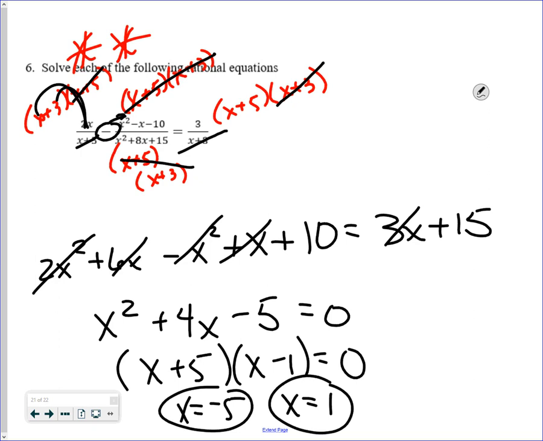Now, not so fast. You got to go back up to the original question to see if there's any problem, and x equaling negative 5 is an issue. It's an excluded value. You can't have that. If you end up having negative 5 as an answer, that causes a 0 in the denominator, and you cannot divide by 0. So please check your answer anytime you are solving.